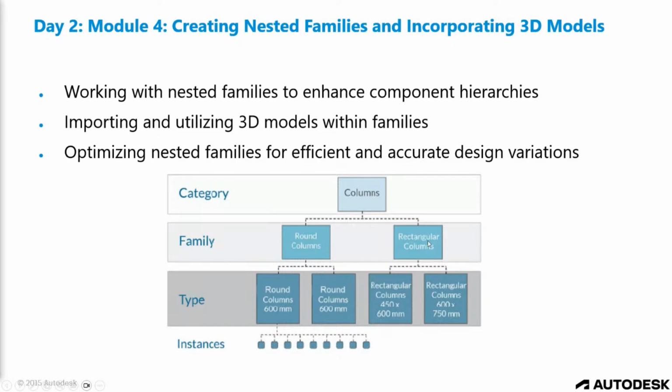It may be round columns and rectangular columns, and then those families have types that can be round columns with different dimensions, or rectangular columns with different dimensions. And out of that, there are instances of the families, of the family types, which will break down into more details of the instances and types.